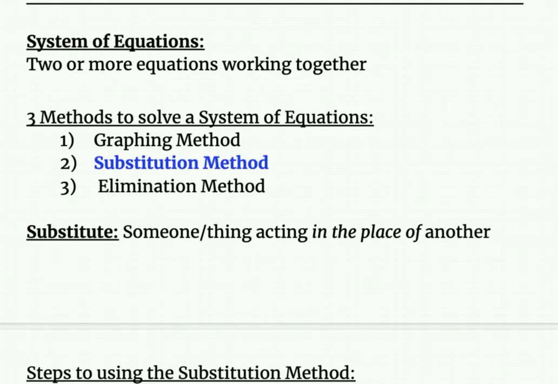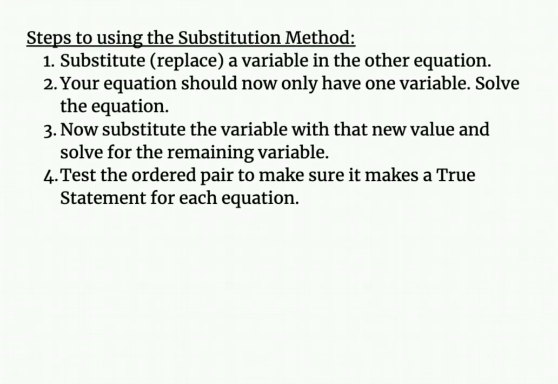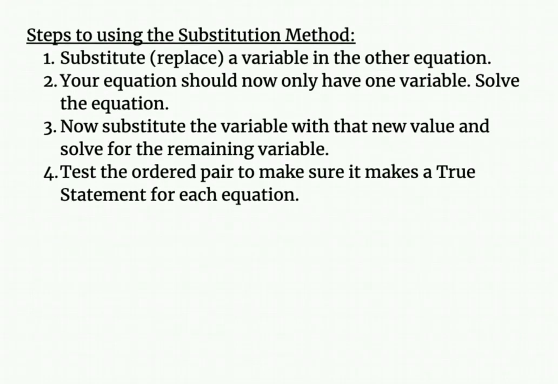Okay, now we're going to go over the steps to using the substitution method. There are 4 basic steps. Don't worry if they don't make sense to you right now. We're going to go over some examples. The first step is to substitute or replace a variable into the other equation. Then your equation should now only have one variable. You're going to solve that equation normally. Then once you have that value, you're going to substitute the variable with that new value and solve for the remaining variable. So you're actually substituting twice in the substitution method. Then at the end, after you substitute twice, you should have the value for both variables.